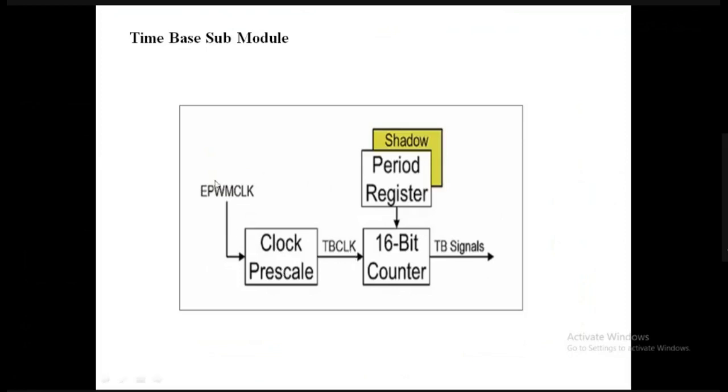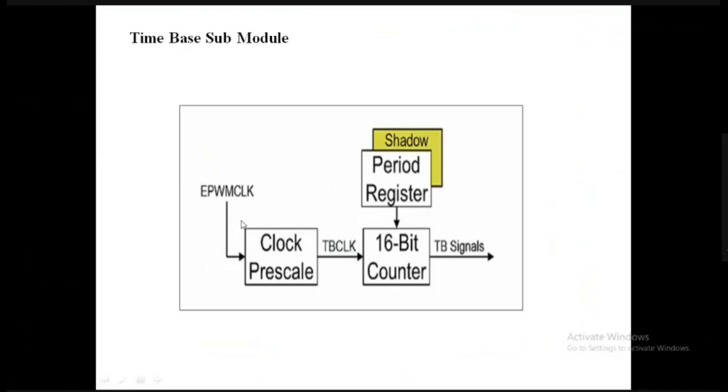Now, the EPWM module, with so many submodules, also needs its own clock. Clock is like a key to any device. Once you put in the key to a device, it will start working. So it is like that. The EPWM clock is there for your EPWM module, but the time-based clock is there for your time-based submodule. So the time-based submodule has its 16-bit counter, which has its own clock, the time-based clock. And this time-based clock is a pre-scaled version of your EPWM clock.